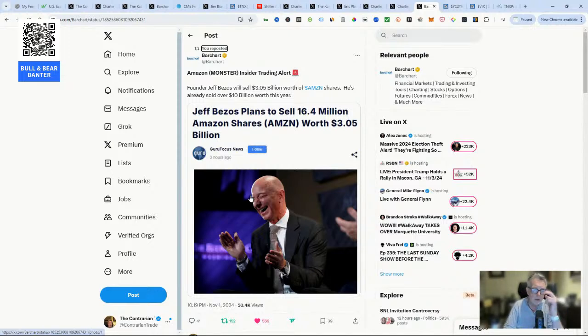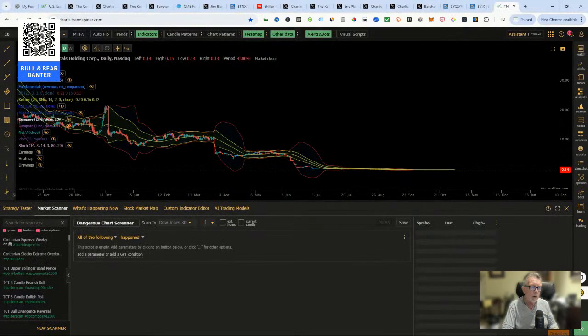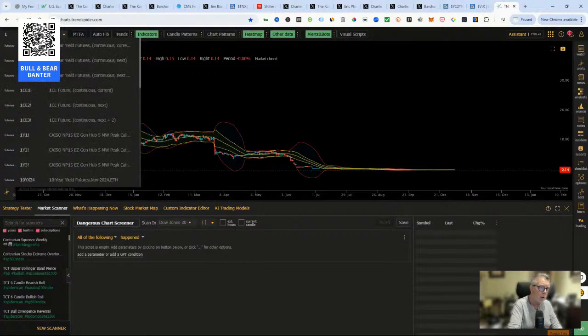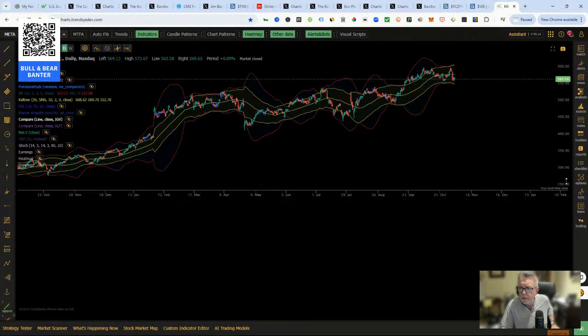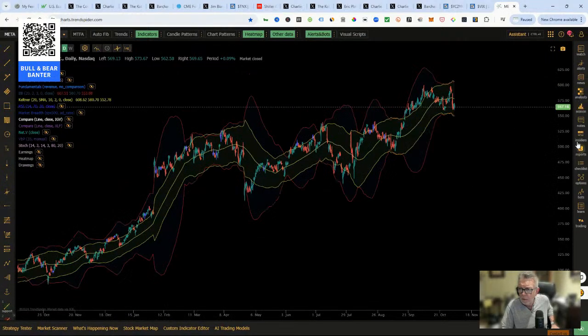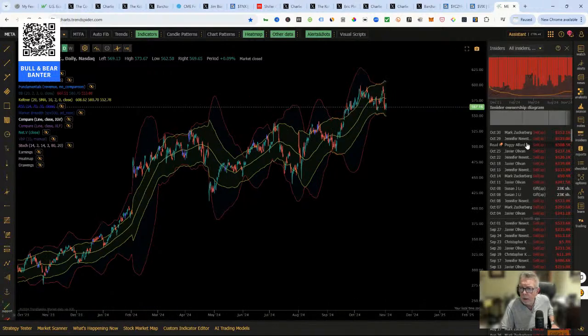You've had Zuckerberg over at Meta dumping shares of Meta for quite some time. I haven't looked at this in a while. Let's see what he's been doing of late. Zuckerberg, as recently as October the 30th, sold some back on the 14th. I believe he's on an automated plan. Looks like he's selling every single week.